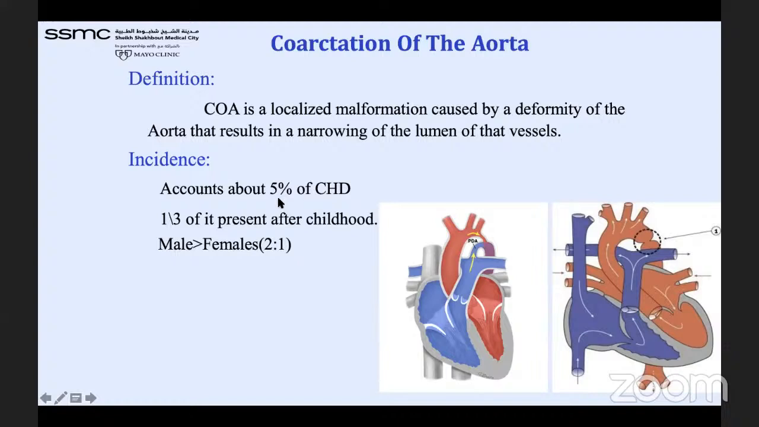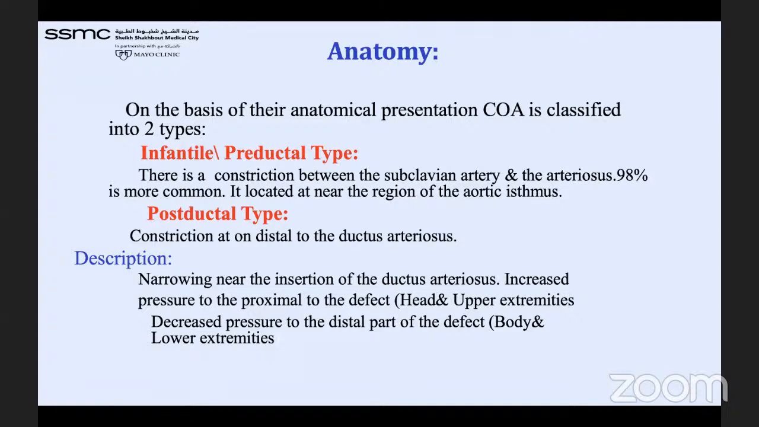Incidence is about 5% of CHD, and 1/3 of it presents after childhood. Male to female is 2:1. On the basis of their anatomical presentation, the infantile type, which is the preductal type, is 98% more common. It's located at the region of the aortic isthmus. Postductal is the constriction distal to the ductus arteriosus. So mostly it is the preductal type.